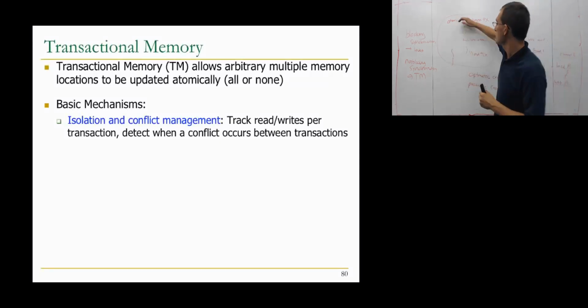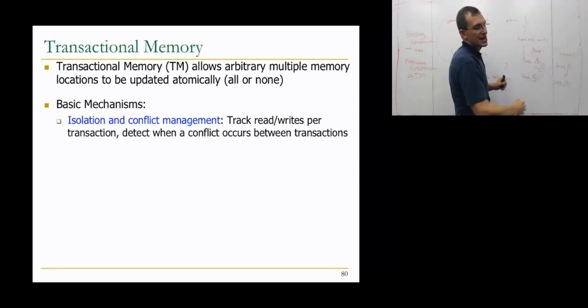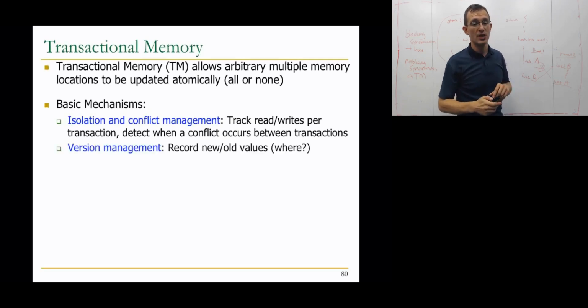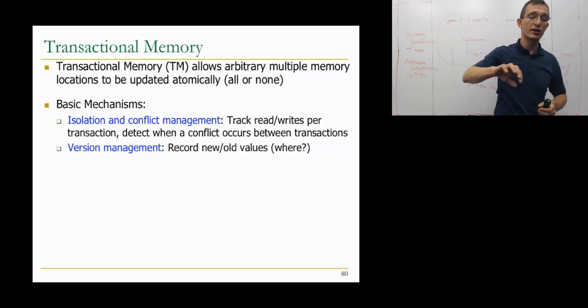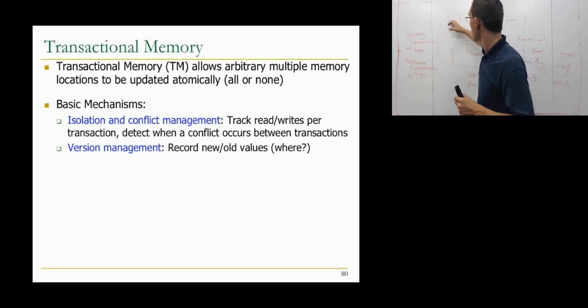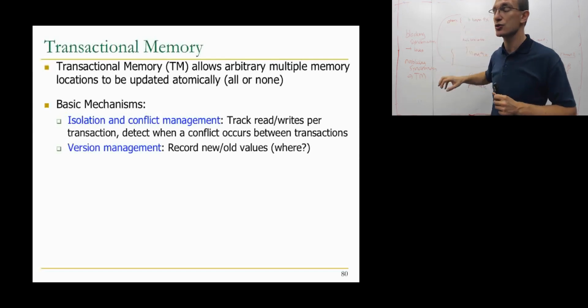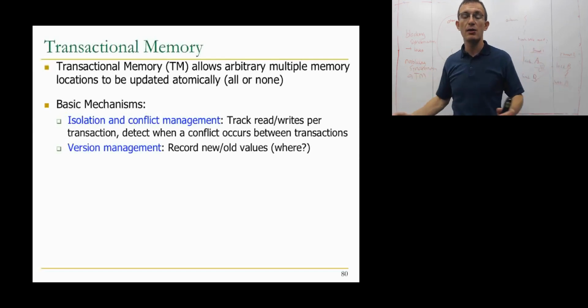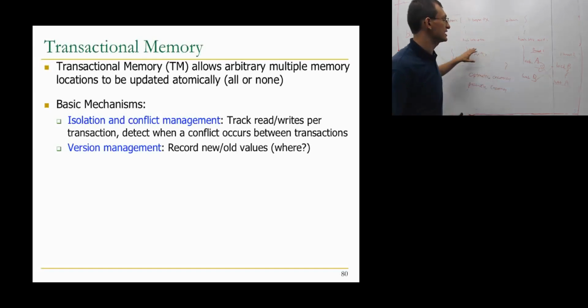And you also need to detect conflicts between transactions. And we've discussed this earlier. Version management: you need to record new and old values because you don't want the new values to be exposed to the other parts of the system. And we've talked about this in detail when we talked about SLE, Speculative Lock Elision, earlier. And there are eager versus lazy ways of doing that, right?